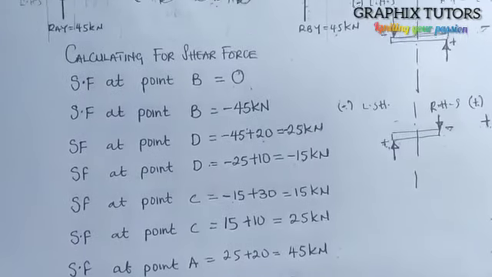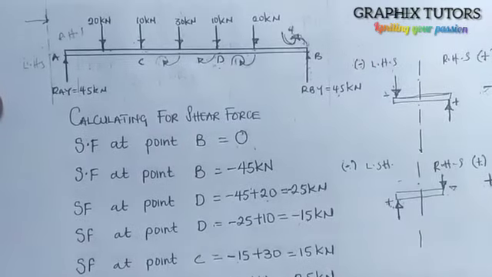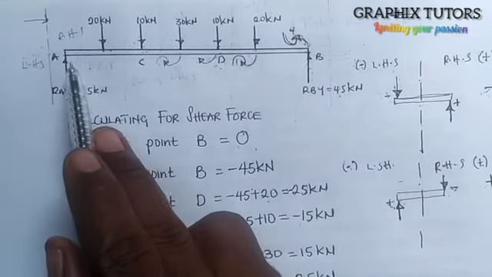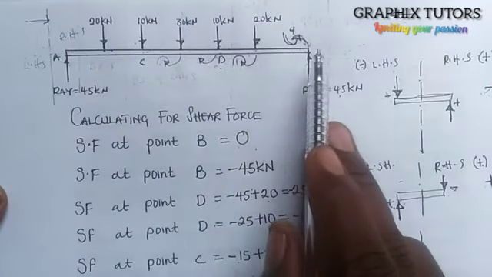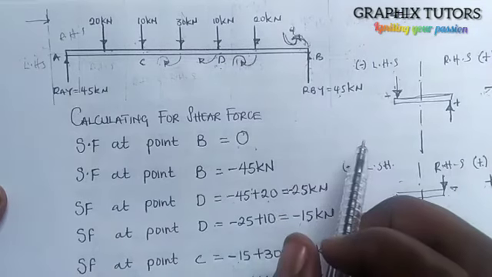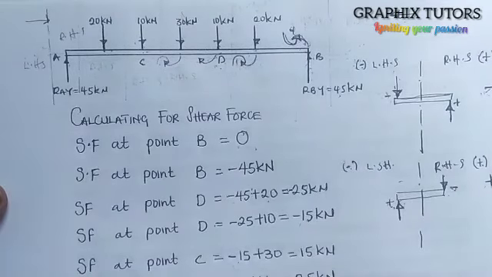For point A, this is point A, right? So we're going to do everything from point A to this point. So we must get 0. So let's do it for point A and see how it goes.